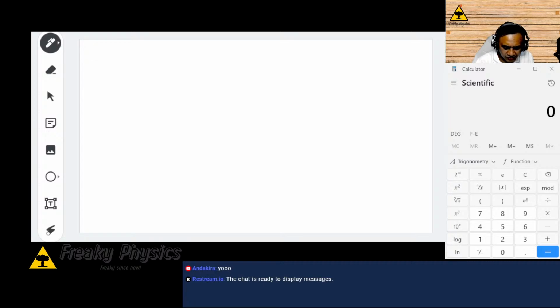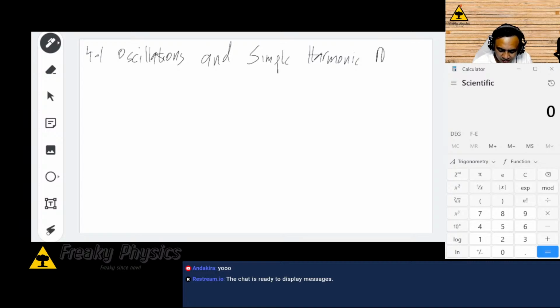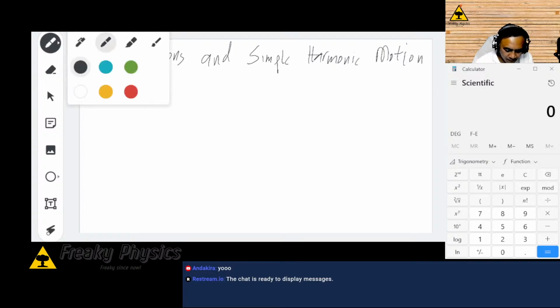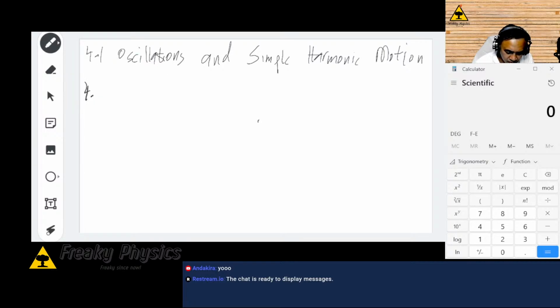So let's just set up the boards here. 4.1 is all about oscillations and simple harmonic motion. Okay, hold on. I'm changing pens after this. Then 4.2 is about basically waves in general, specifically traveling waves.